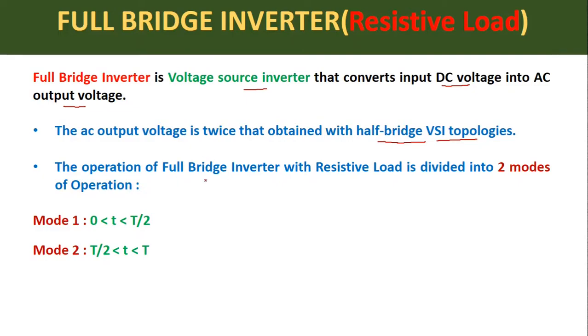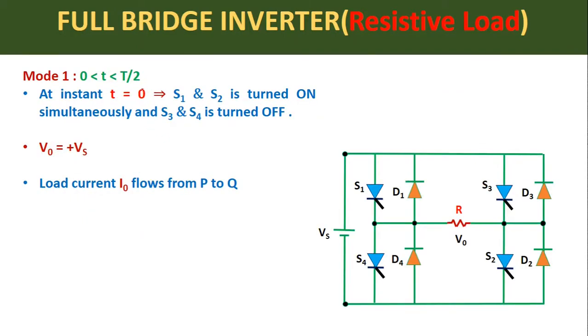The operation of the full bridge inverter with resistive load is divided into two modes of operation. Mode 1 goes from time t equal to 0 to T by 2. Here T is the total time period, and mode 2 goes from time t equal to T by 2 to capital T. Now we'll understand mode number 1 operation.